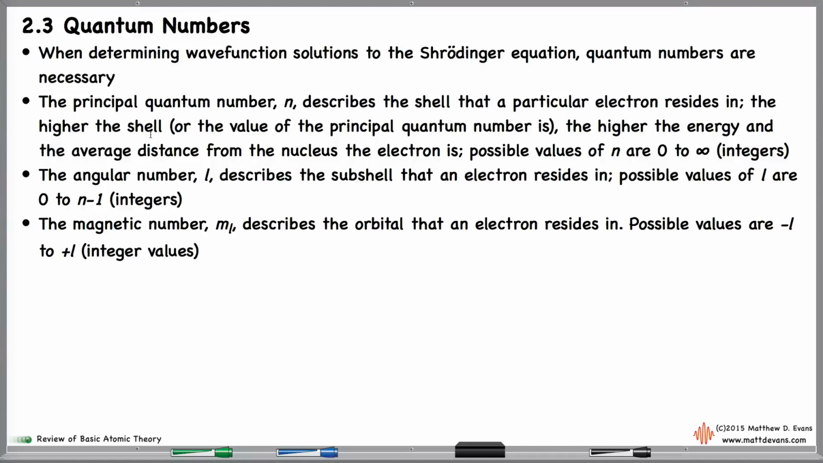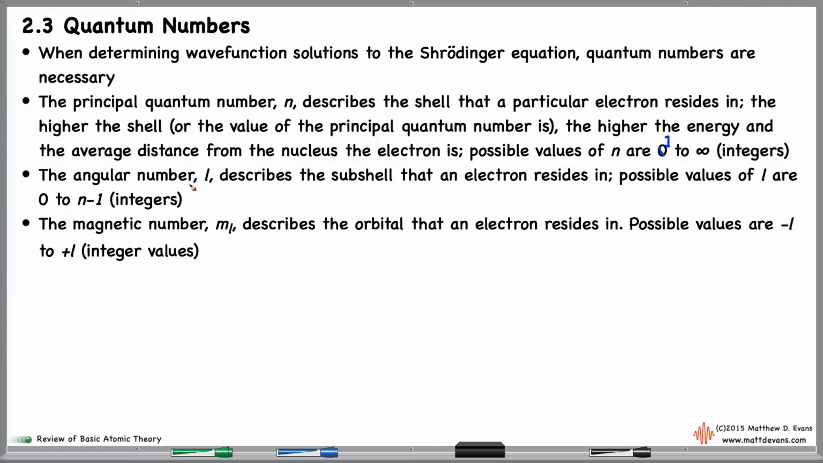The higher the shell number, or the principal quantum number is, the higher the energy and the average distance from the nucleus the electron is. So that's really important. So n, the principal quantum number, correlates to energy of the orbital, but also average distance from the nucleus. Possible values, these are the quirky rules for quantum numbers. Possible values of n are 0 to infinity. Oops, that's a typo actually. Let me fix that right now. It's not 0 to infinity, it's 1 to infinity. My apologies. So that's a correction right there. All right, so 1 to infinity, and those are integer values.